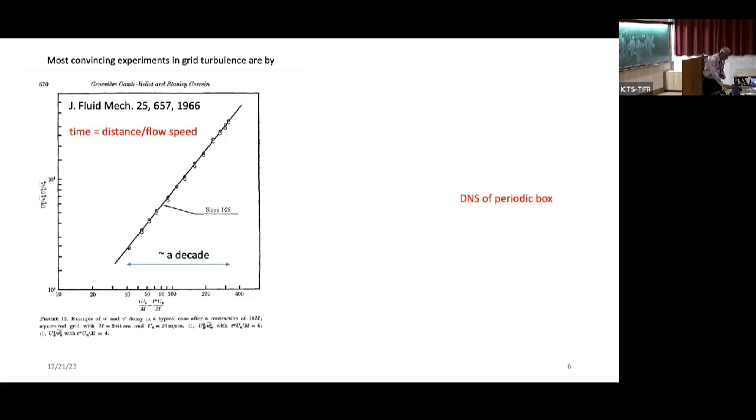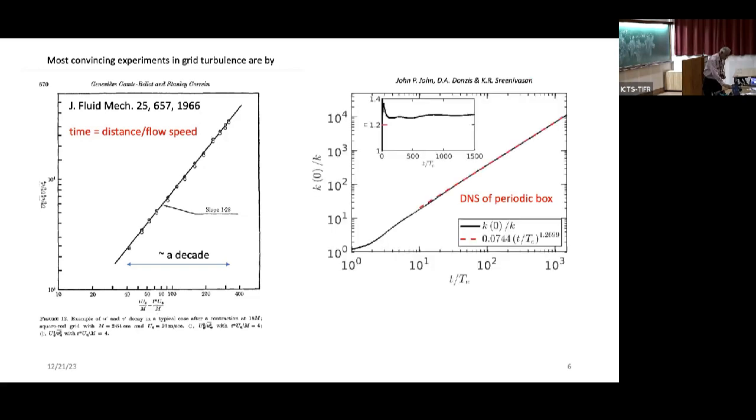In DNS simulations that John did, we could go, this is the inverse of the kinetic energy as a function of time. Here you insert turbulence energy somehow, which I will tell you about. And you can see that you can wait for many length scales. People usually do maybe about 2 or 3 to 8 or something like that. But here you wanted to see what you get. You actually do get a power law like this.